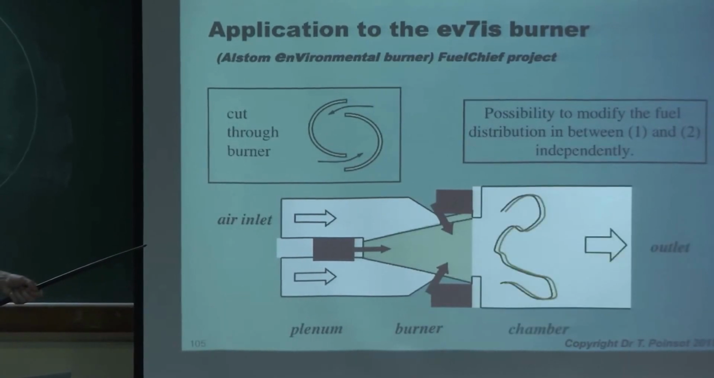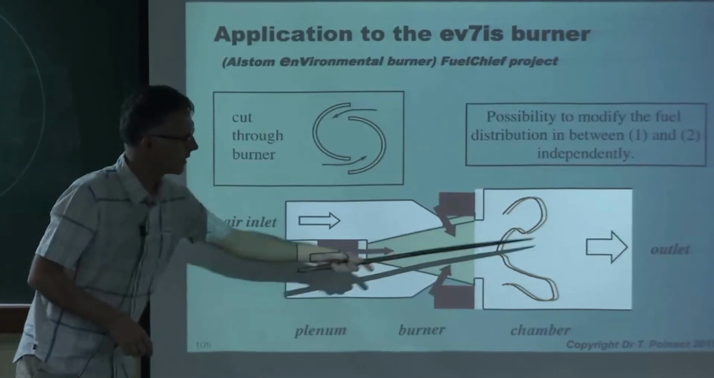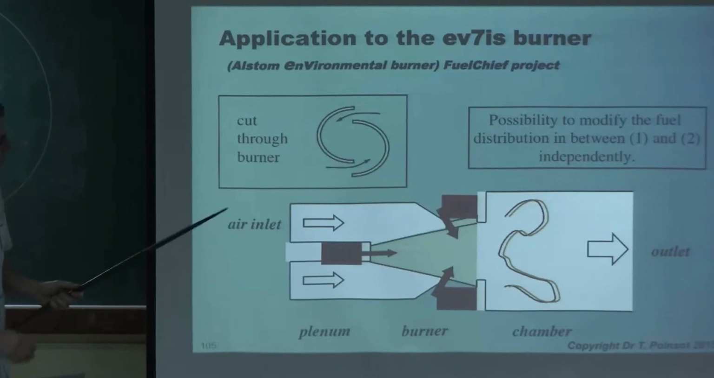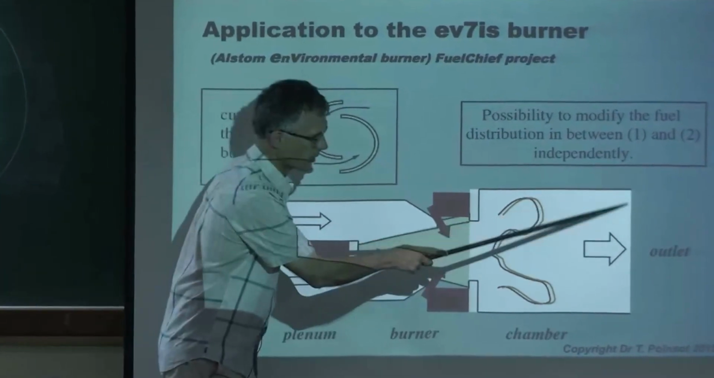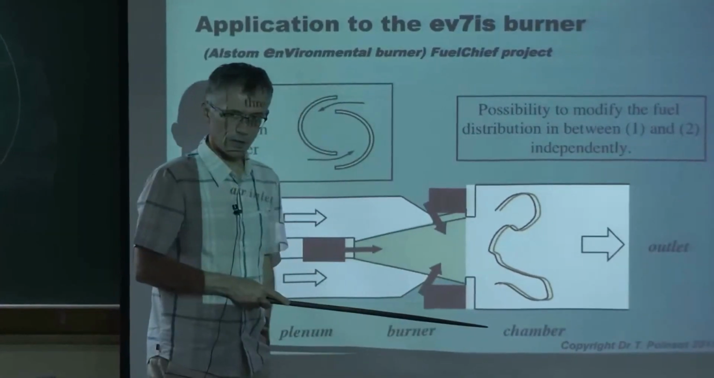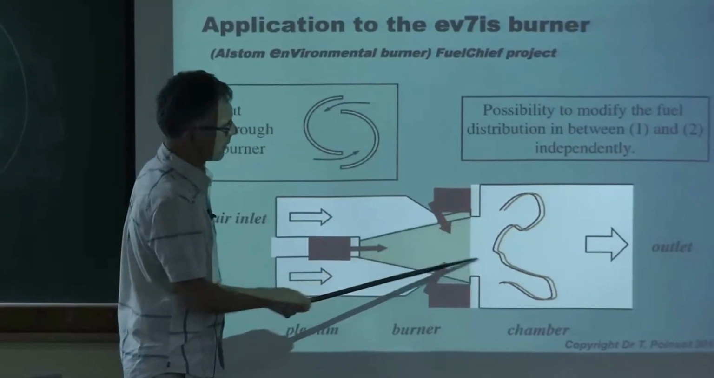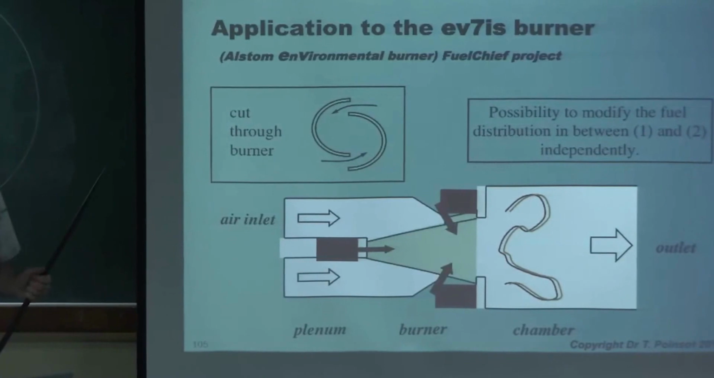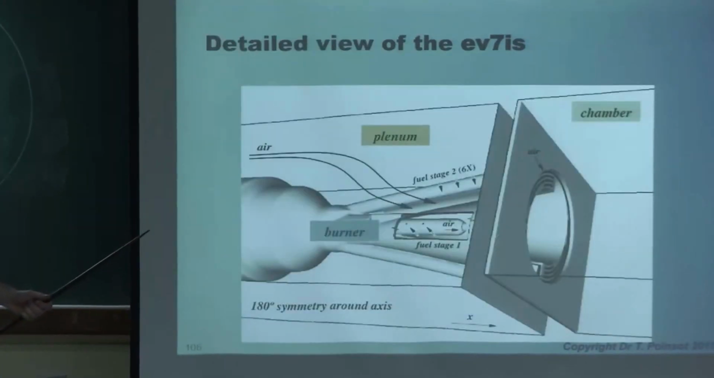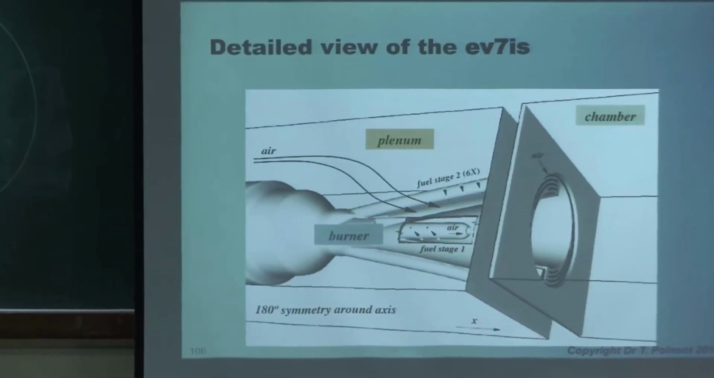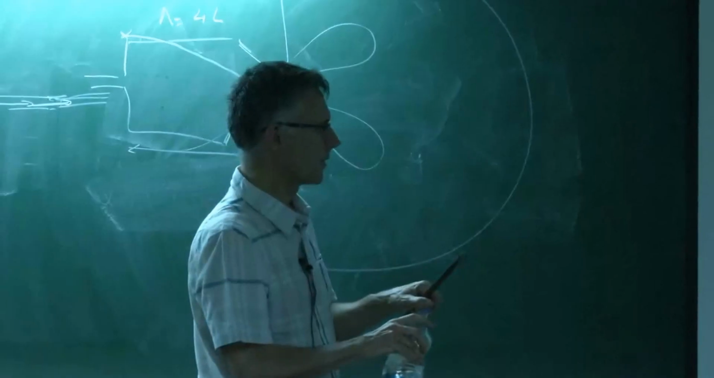Now, the flame is here. The outlet is on the right side. And we're going to change the outlet condition, only the impedance, and we're going to change also the radiation model and the heat transfer model. So this is a view of this engine. It's a little bit complicated.